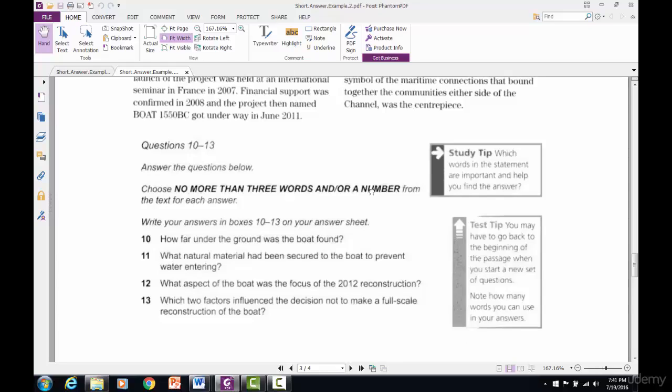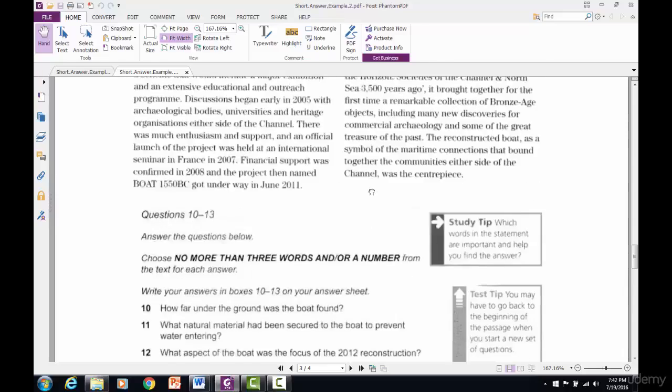Okay. Now for the other ones, for numbers 10, 11, and 13, they all are pretty much the same. There are no real words that stand out. So I'm going to go ahead and look at number 11 first. Number 11 says, what natural material has been secured to the boat to prevent water entering? Keywords here are we need a natural material, boat, and also water. All right, that's key. Water entering.